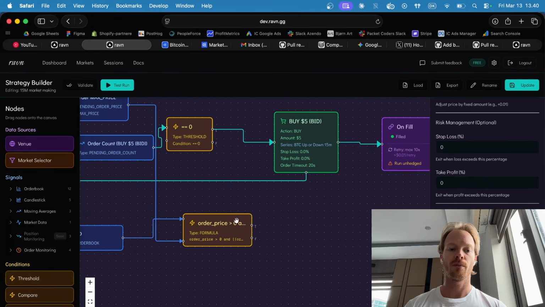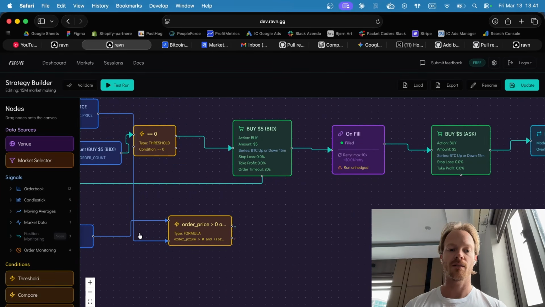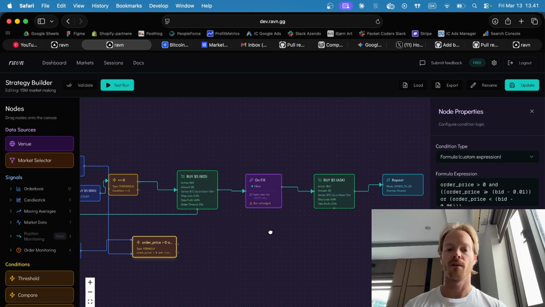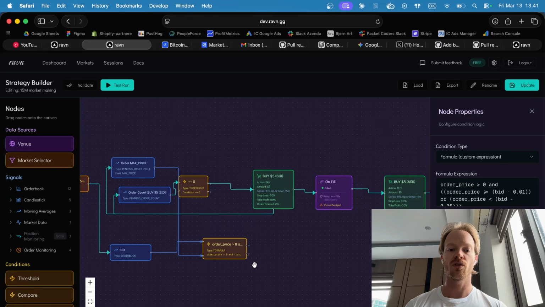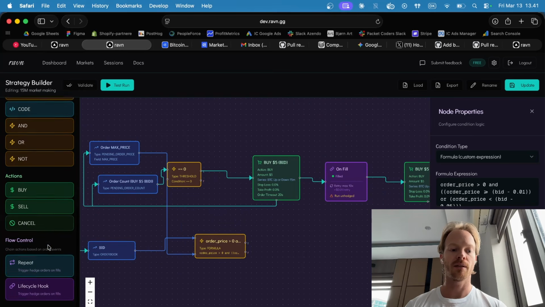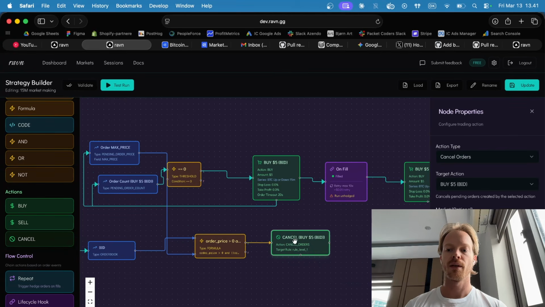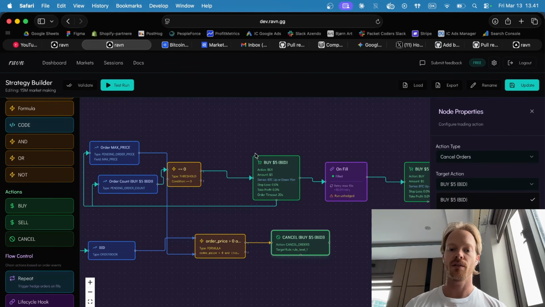And then the last one is the formula we have down here. So this is actually where we handle the cancels. If the price of our pending order, which is the resting order on the order book, reaches a certain threshold, that's when we want to cancel it. And for that, we have the cancel action. So you can paste that into the canvas here and then drag this over. And you can see here, you can target an action. So in this case, it's automatically going to select the buy on the bid side here, which is this one.